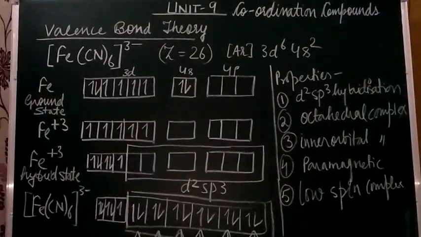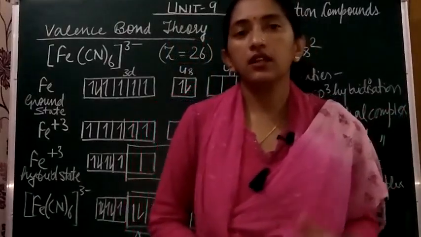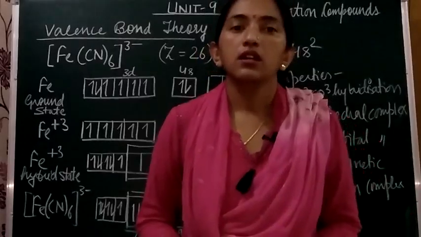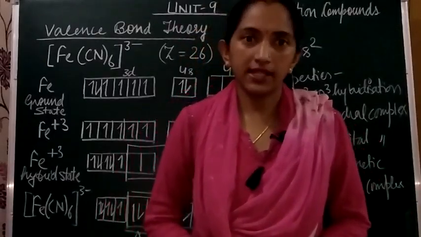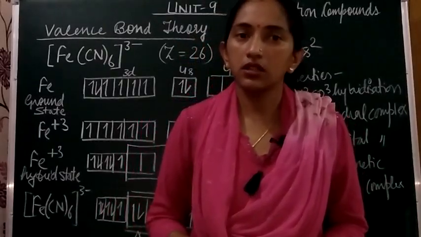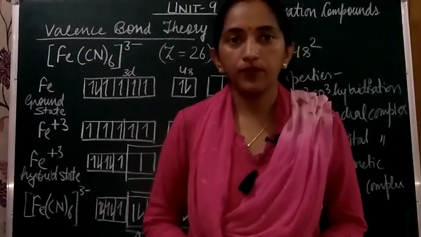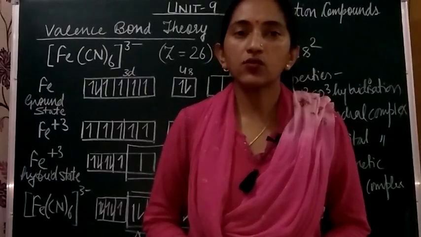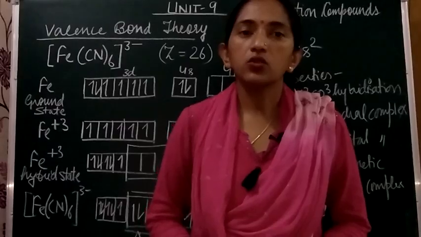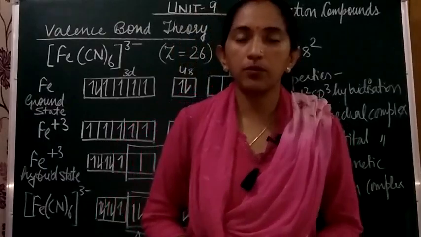Good morning, students. In the last class, we discussed the VBT and described the properties of the complexes with the help of the VBT: their hybridization, the magnetic property, and the type of complex it is going to form. Today we are going to discuss one more example related to the hybridization concept and the explanation of its property.